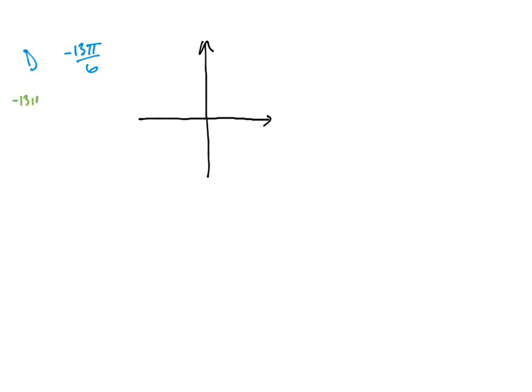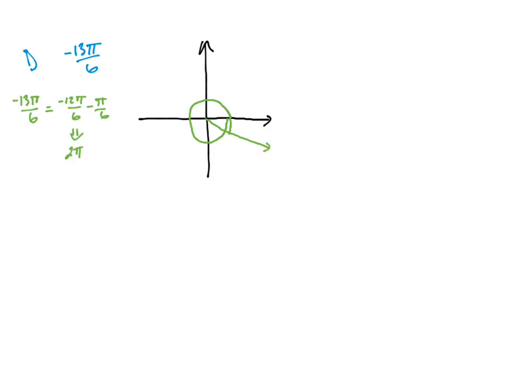So negative 13 pi over 6 is equal to negative 12 pi over 6 minus pi over 6. The reason I broke it down into 12 pi over 6 is because that is equal to 2 pi, which is one rotation around the circle. So negative 2 pi, because the angle is negative, we're going in the clockwise direction. So we're going to end up there, and then we have pi over 6 further. So that angle is going to be in that position.